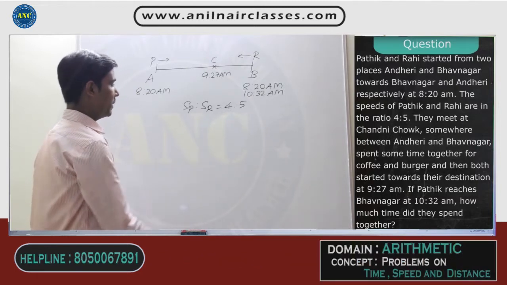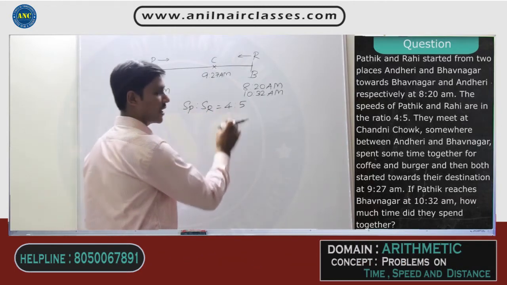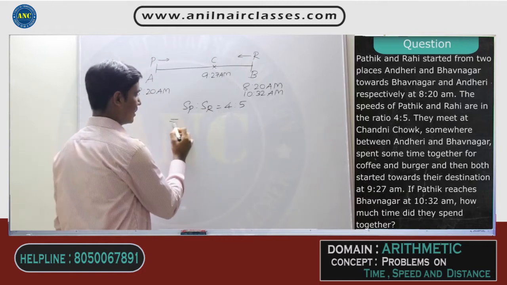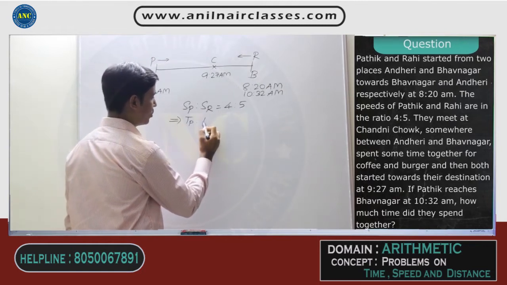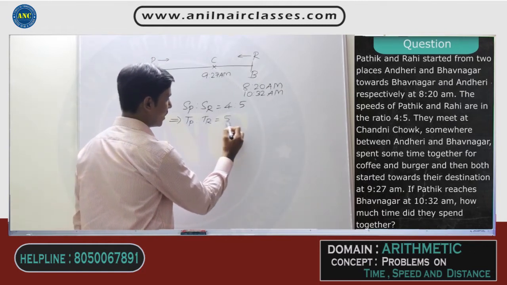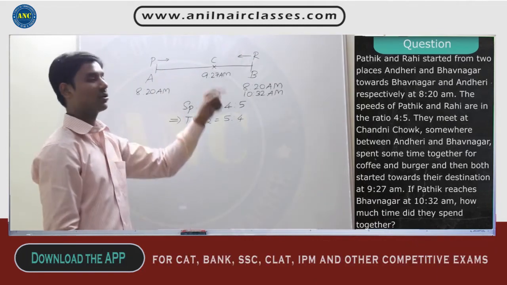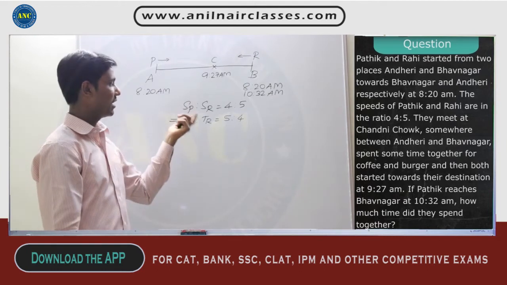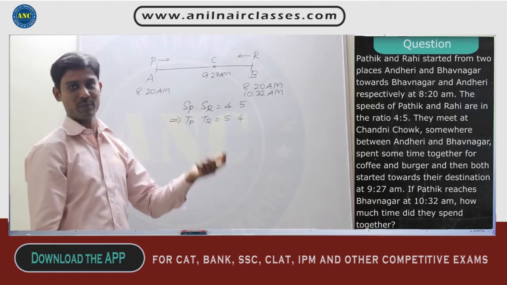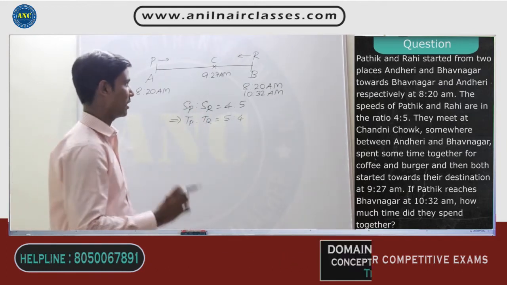Now see here. The speed ratio of Patik and Rahi is given as 4:5. So can I say that if the speed ratio is 4:5, the time ratio will become 5:4. The time ratio will become 5:4 because the distance they both are traveling is constant. If distance is constant, speed and time are inversely proportional to each other. Right, now listen to this carefully.